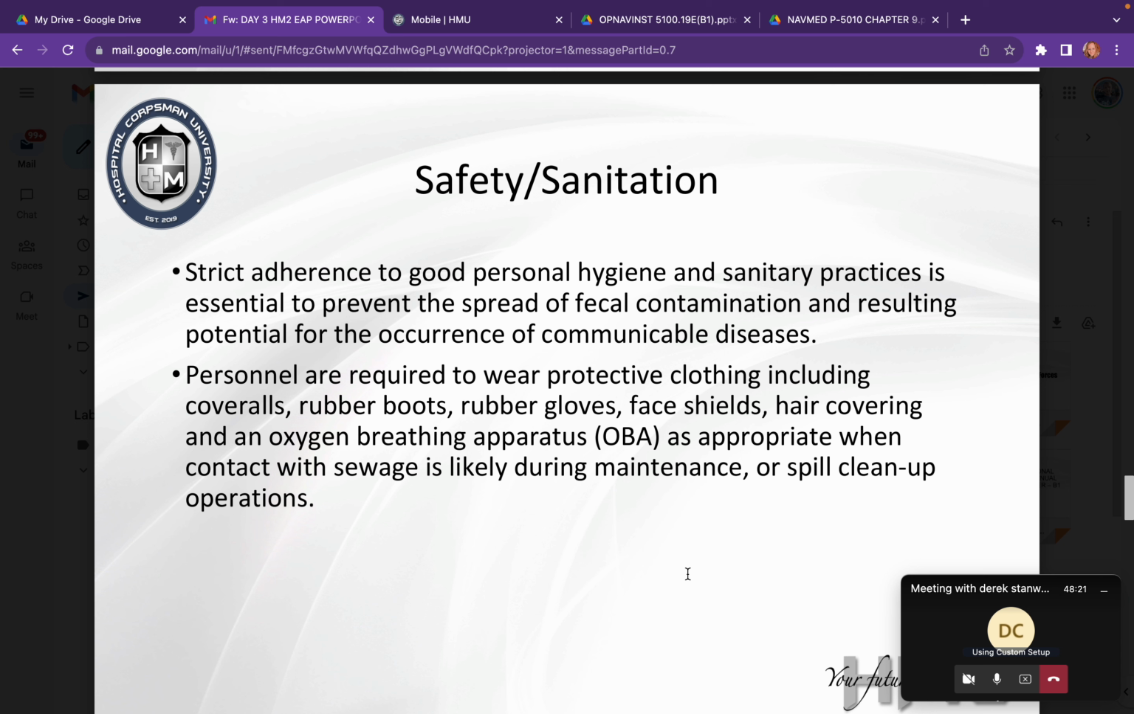Strict adherence to good personal hygiene and sanitary practices is essential to prevent the spread of fecal contamination and resulting potential for the occurrence of communicable diseases. Personnel are required to wear protective clothing, including coveralls, rubber boots, rubber gloves, face shields, hair coverings, and an oxygen breathing apparatus as appropriate when contact with sewage is likely during maintenance or spill cleanup operations.